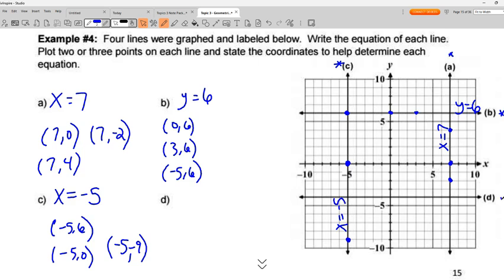And then line D, right here. All right, line D. So this point is on line D. That's (0, -4). All right, this point is on line D. That's (5, -4). And this point is also on line D. That's (-3, -4). Every y coordinate is a negative 4, so that's the equation y equals negative 4. Y equals negative 4 is the equation of that line.